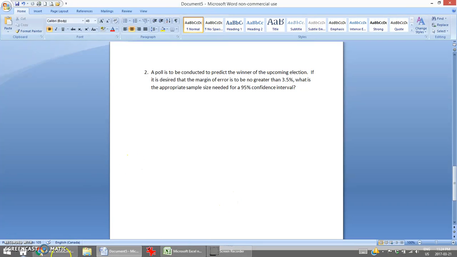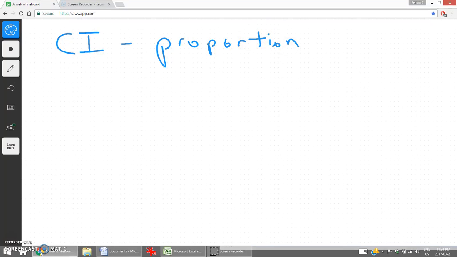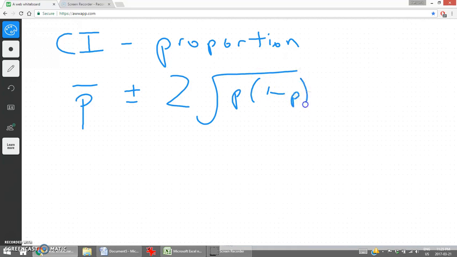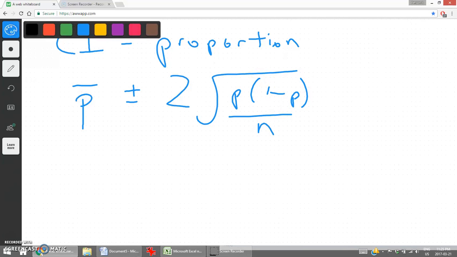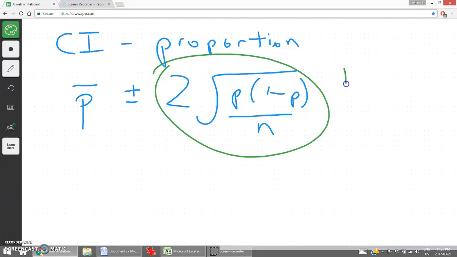So this question, we would eventually build a confidence interval for the proportion of people voting for a certain party. So we want to develop a confidence interval that gives us a certain margin of error. So our confidence interval formula for the proportion, just as a reminder, is this. Keeping in mind that everything over here, this is our margin of error. So it's the same process.